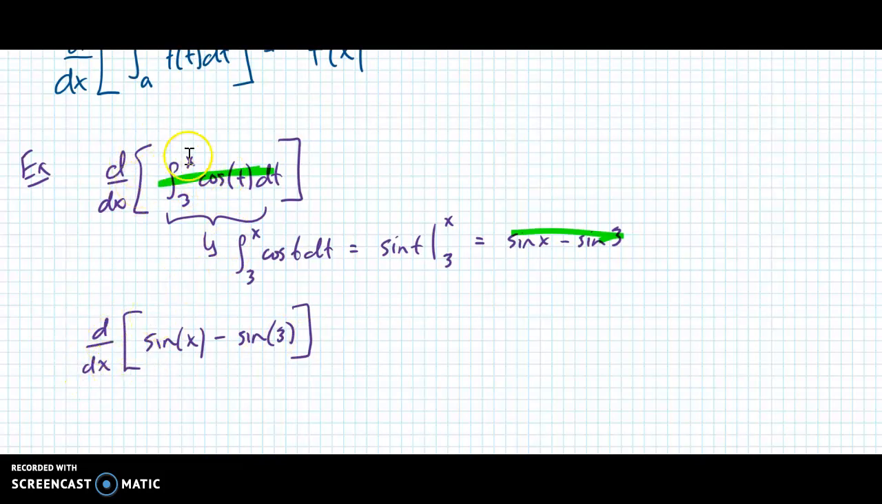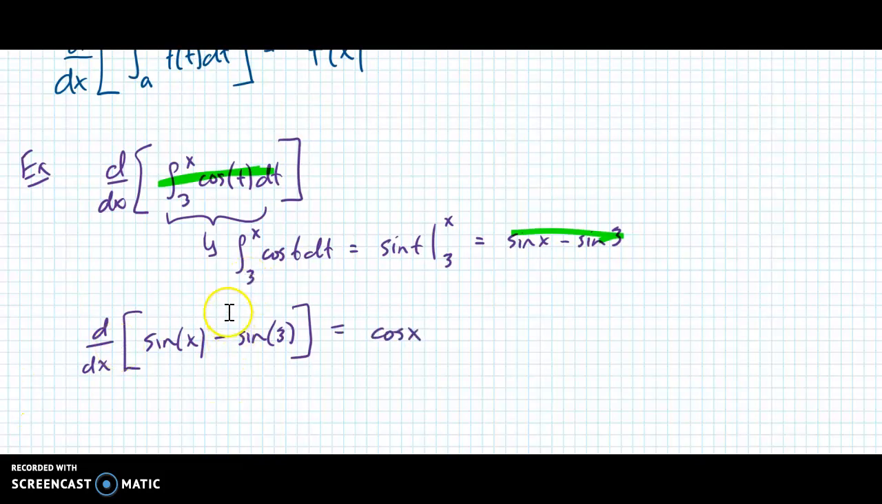And notice, because of the x being in the bounds for this integral right here, I actually have x's in my solution. So it makes sense that I would take the derivative with respect to x of this thing. So now let's do this derivative. So the derivative of sine, well, that is cosine x.